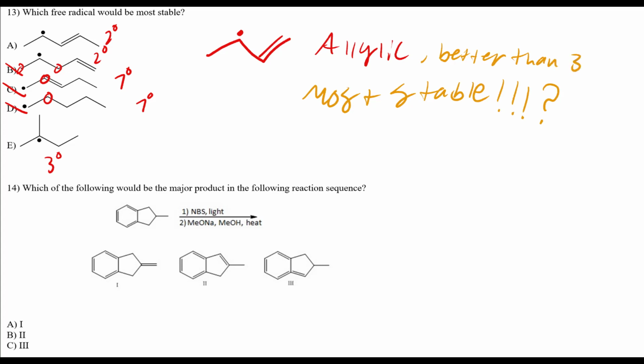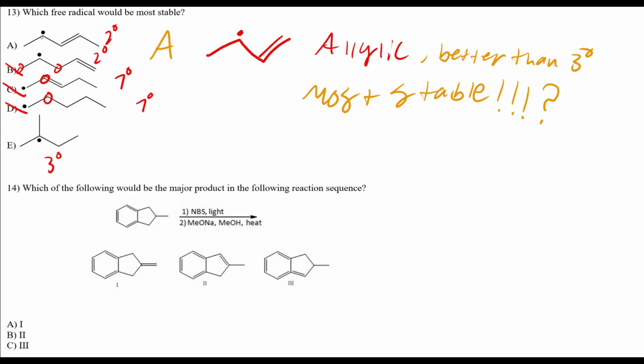than a tertiary. So if A was something else, like a secondary, then E would be right. But because A is allylic, it's going to be the best one. It's better than E, and so your answer should actually be A. Should be A, because this is allylic. Allylic is more stable than a tertiary.